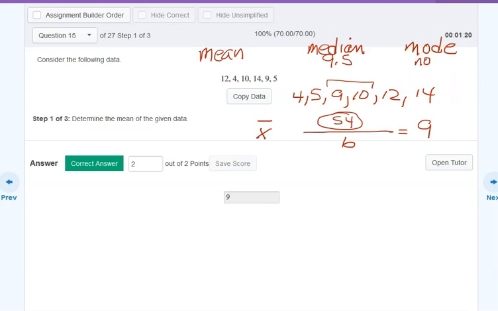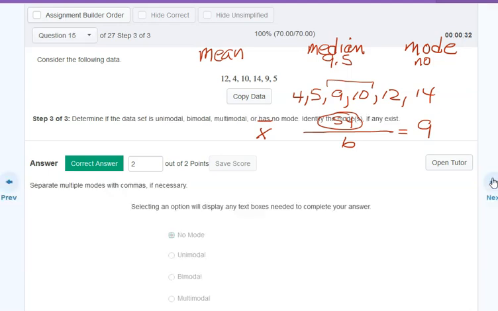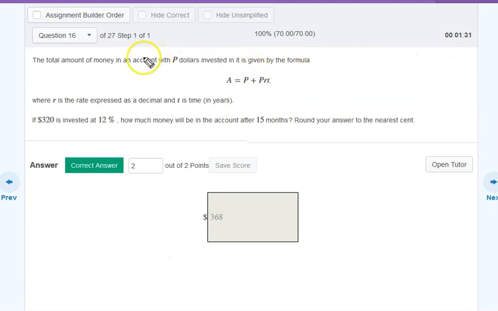And as we move through these, you'll see the answers. So there's the mean. Takes a moment. There's the median. And there is no mode. Okay. Now, for example 16, again, you'd pause, read it.